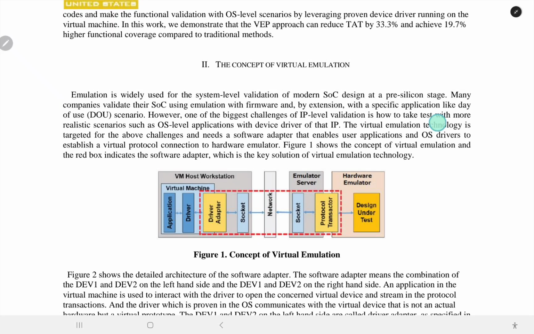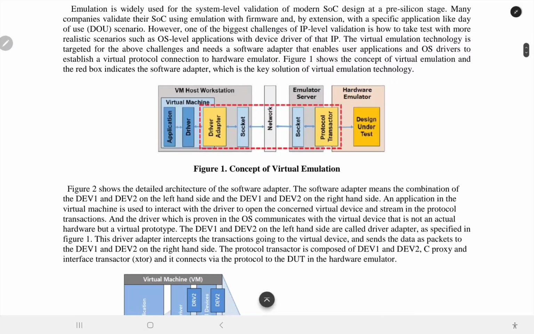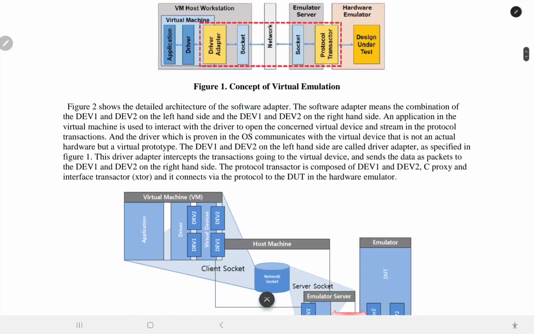The virtual emulation technology is targeted for the above challenges and needs a software adapter that enables user application and OS drivers to establish a virtual protocol connection to the hardware emulator. Figure 1 shows the concept of the virtual emulation, and the red box indicates the software adapter, which is the key solution of the virtual emulation technology. Figure 2 shows the detailed architecture of the software adapter.